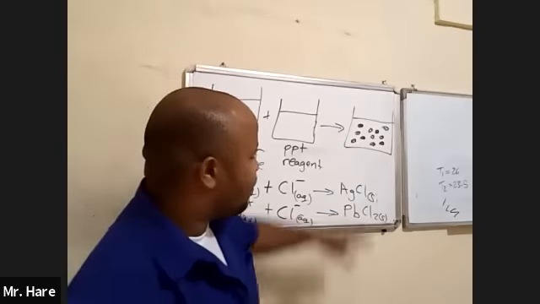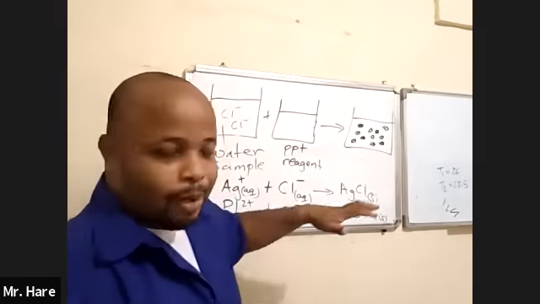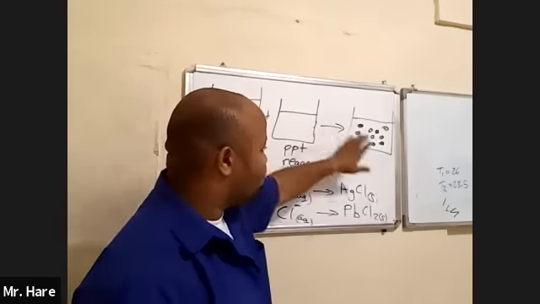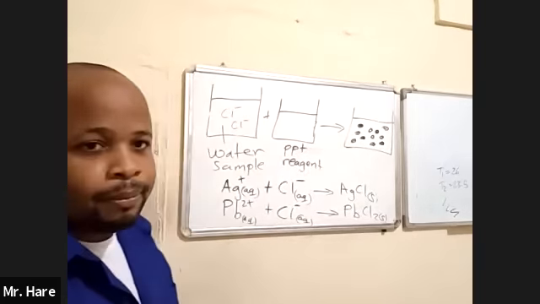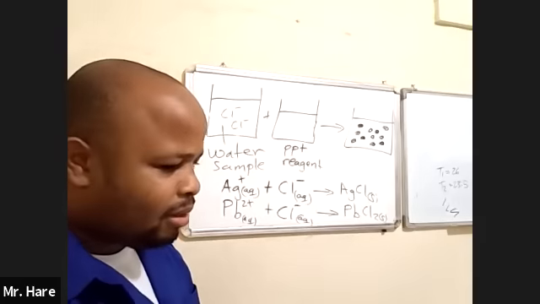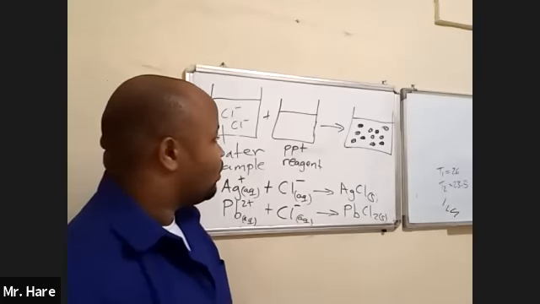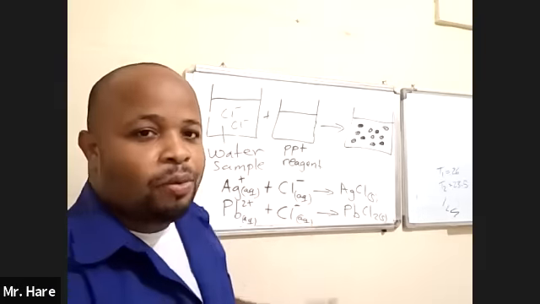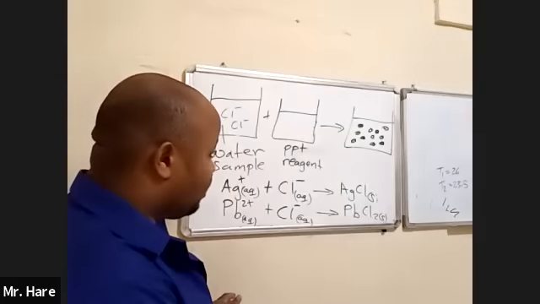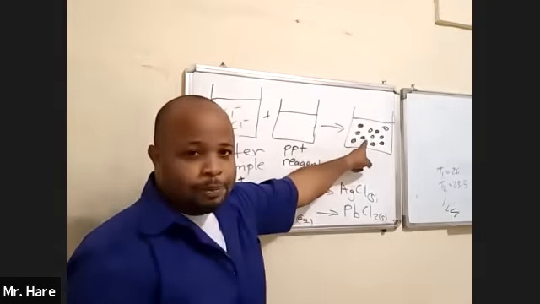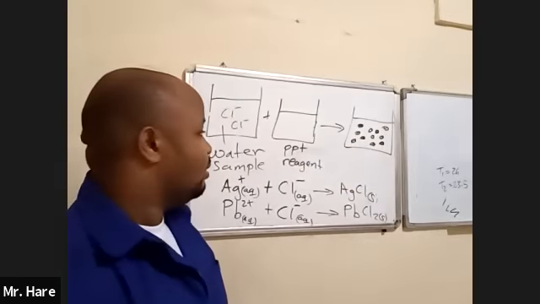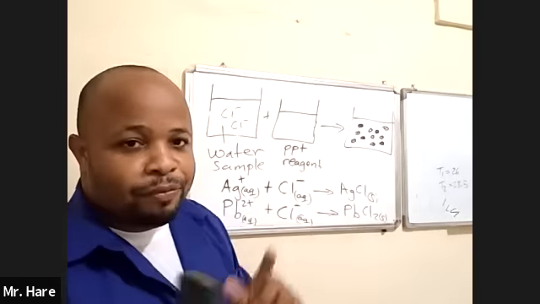Now, how would we get the solid? How would we separate the solid component from the liquid component? Heating? Filtration. Right, filtration. So the first step, we are going to add our precipitating reagent so that we can get the precipitate with our analyte. Once we get the precipitate, we are going to filter.